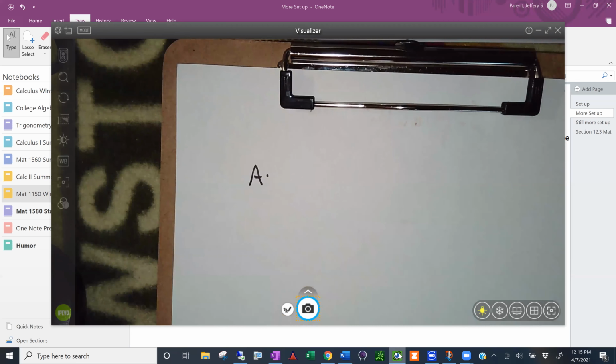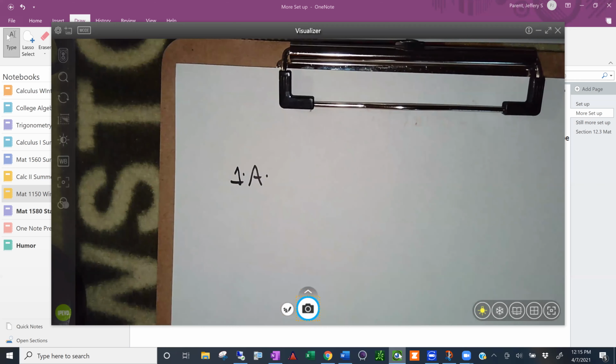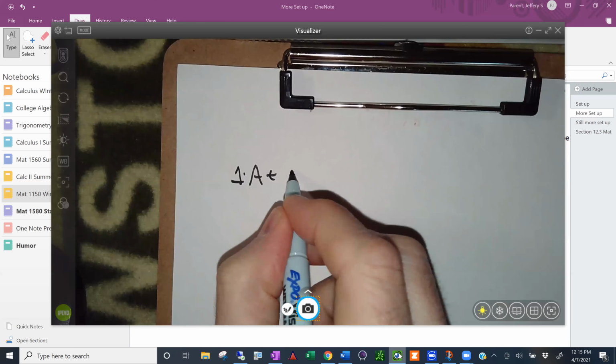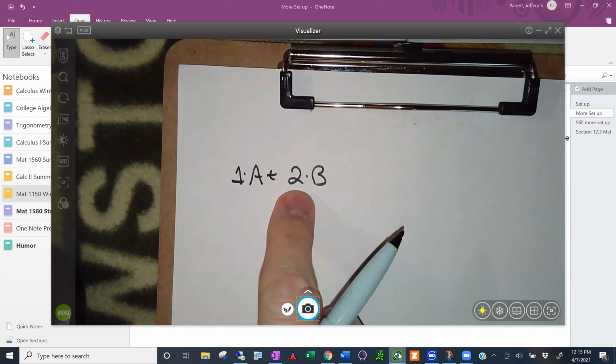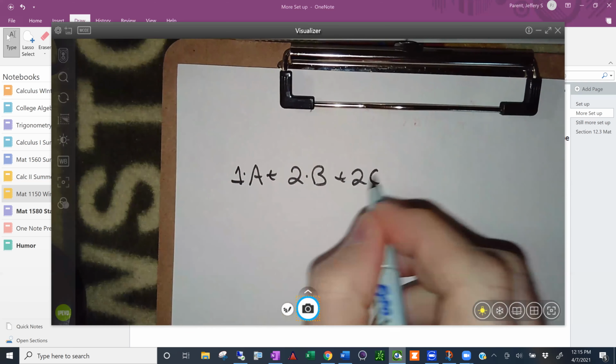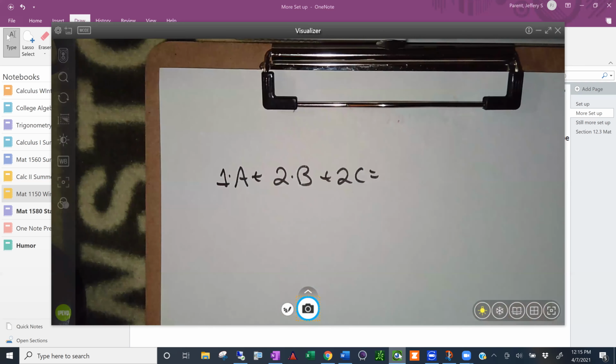For every ounce of food A, you get 1 milligram of niacin, and 2 milligrams of niacin for every ounce of food B, and 2 times C for a total of 16. So that's your first equation.